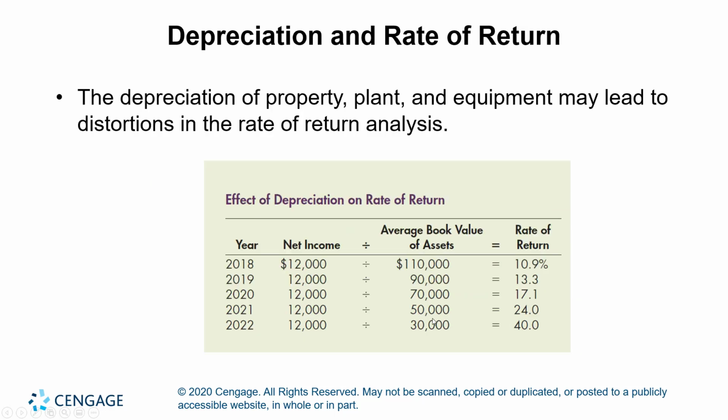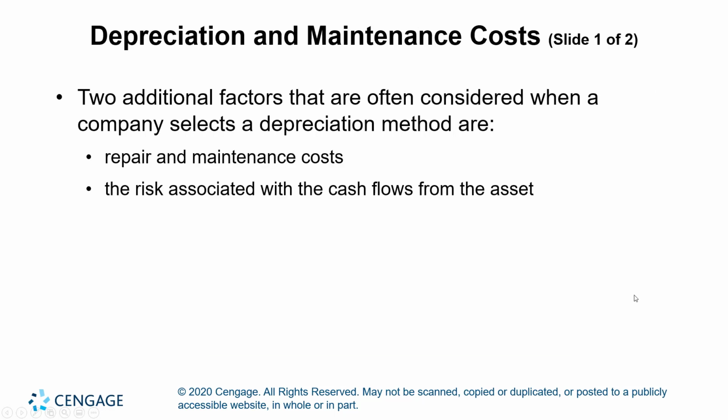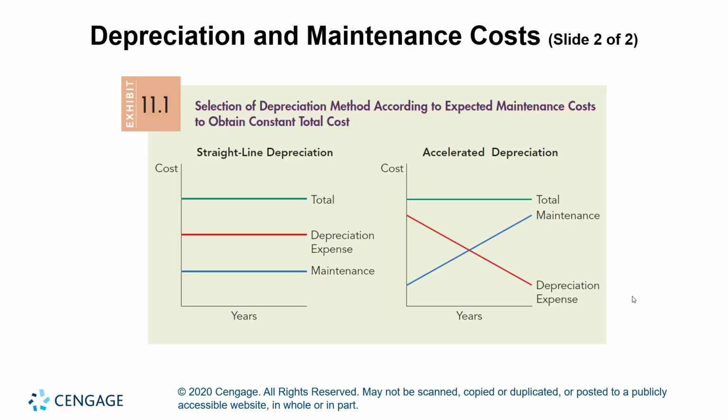Talking about depreciation and maintenance costs, there are two additional factors to consider when selecting a depreciation method: repairs and maintenance costs, and the risk associated with the cash flow from the asset. Straight line depreciation assumes that the depreciation expense and the maintenance would be spread over the life of the asset, right? If you have accelerated depreciation, the total is spread over the life of the asset, but maintenance expense would probably go up as depreciation expense is going down.